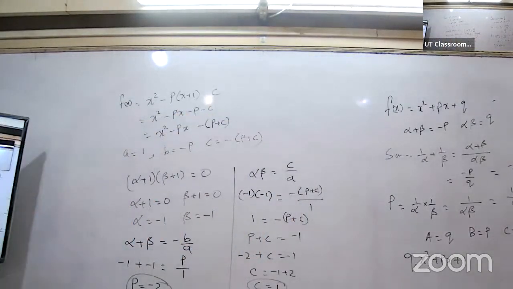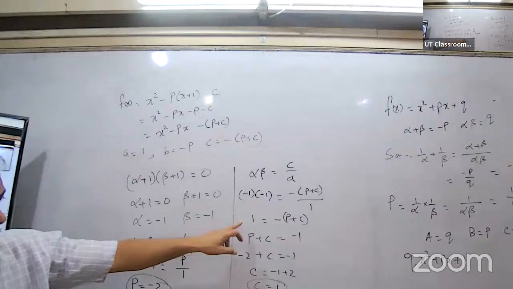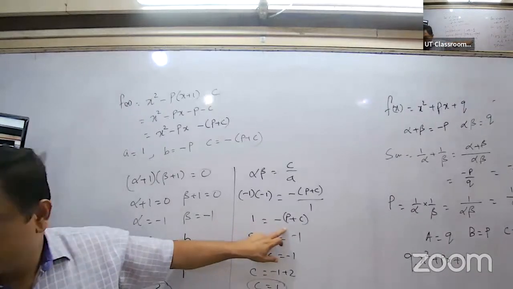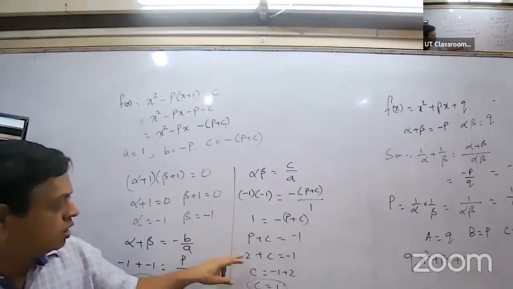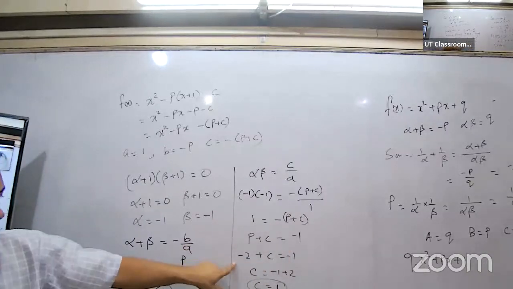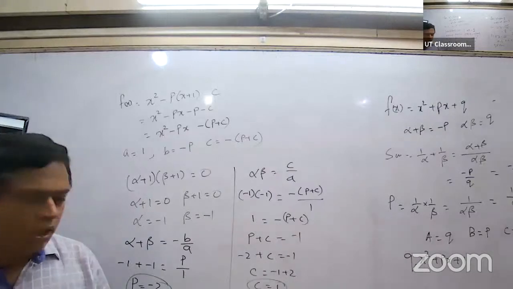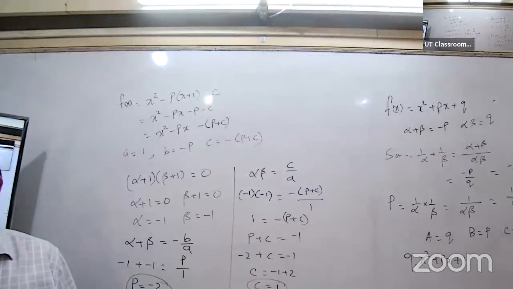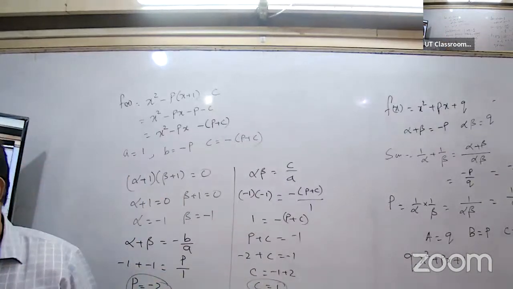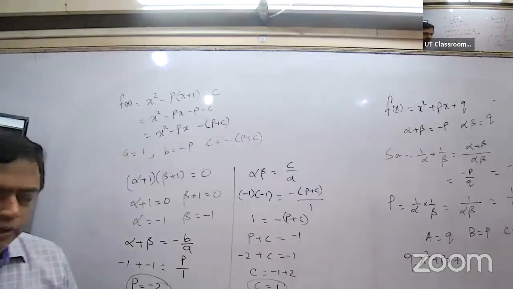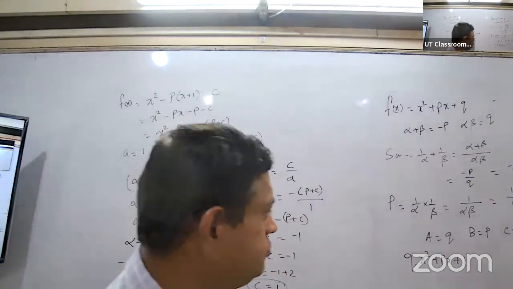Which one is minus 1? How did we get E equal to minus 1? Minus 1 is equal to minus of P plus C, you got. Therefore P plus C is equal to minus 1, this one you got. What is the value of P? Minus 2. So shift that one. Minus 1 plus 2 is how much? What is minus 1 plus 2? 1. So C is equal to 1. Understood or not? Minus 1 plus 2 means 2 minus 1.